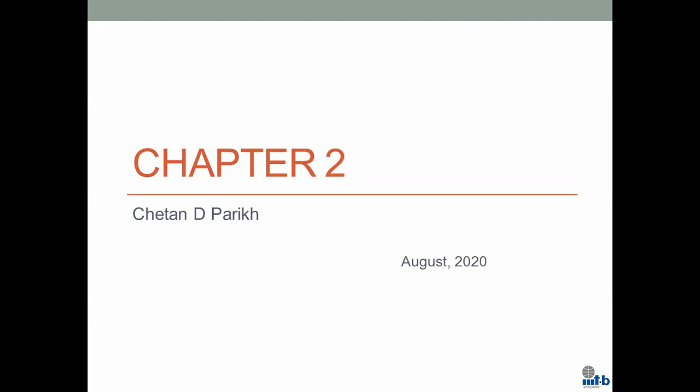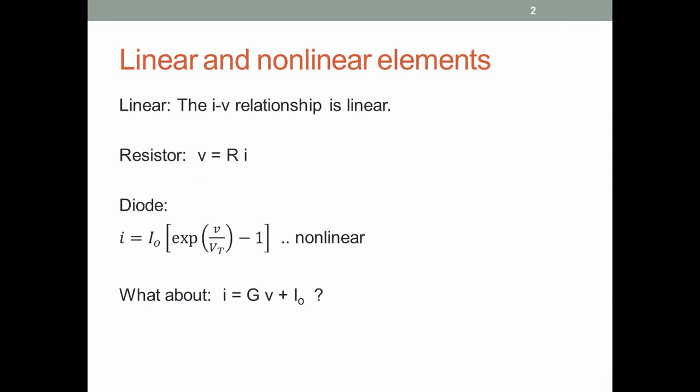So in this lecture, we'll study chapter 2 of the textbook, which talks about various aspects of circuit elements. So we'll go through them one by one. The first one is linear and nonlinear circuit elements. A linear circuit element is one whose IV relationship is linear.